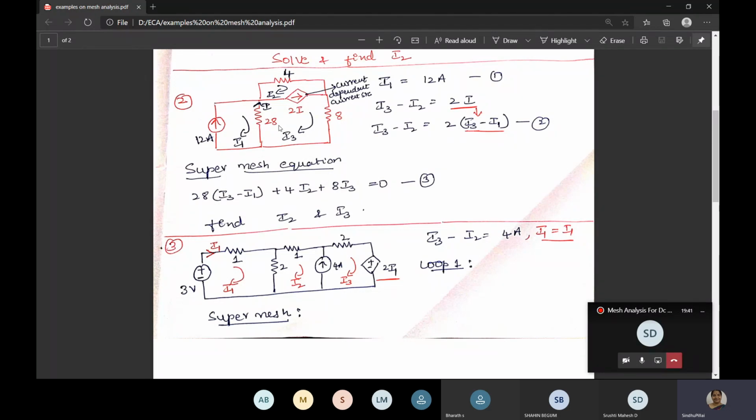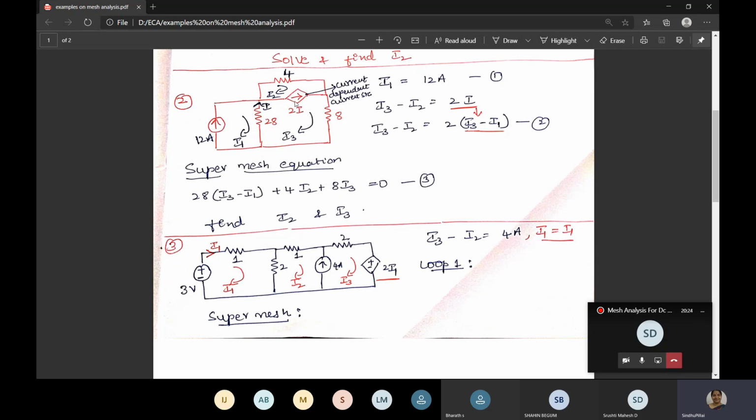Next, check whether there is any current source between the meshes. See here, between the meshes there is a dependent source. What type of dependent source is it? It is current dependent current source. Listen carefully. It is depending on the current only, and it is between the meshes I2 and I3. Whenever we have a current source between two meshes, it becomes a super mesh. So how to write the super mesh? First, what step we have to do? Just write I1 is equal to 12 amps. That is our first equation.